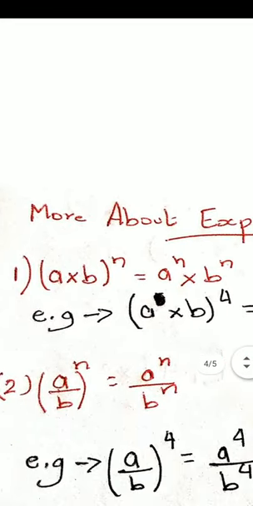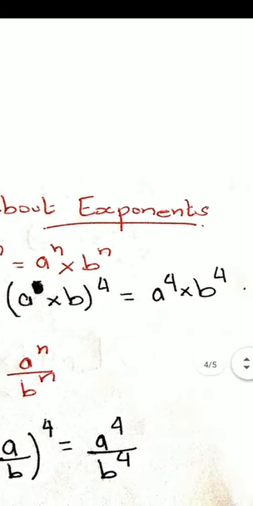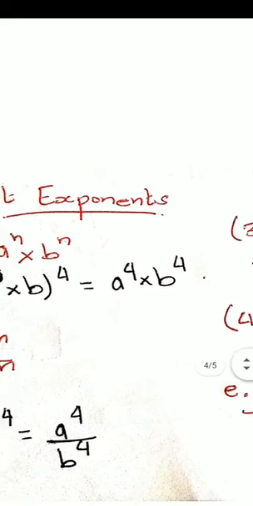If I have something like (a into b) to the power n, then I should have a to the power n into b to the power n. In this case, your power is the same. So if I have (a into b) to the power 4, then I should write a to the power 4 into b to the power 4.